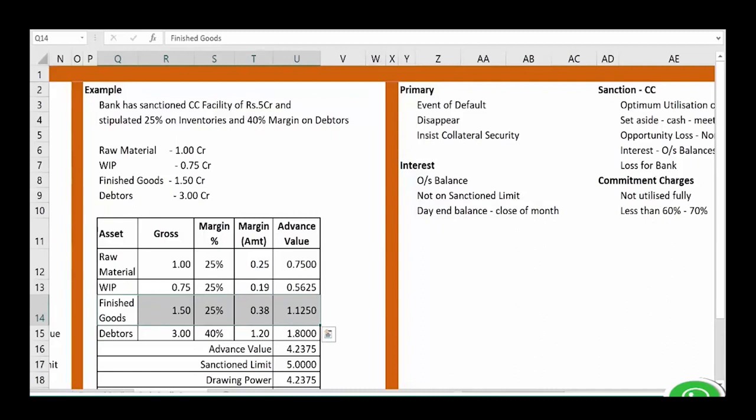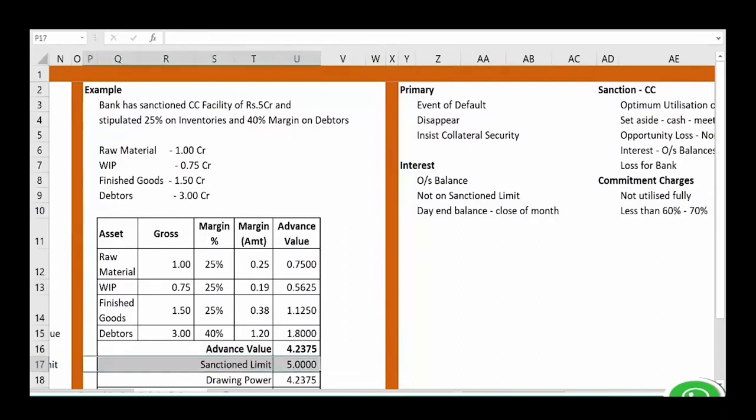whereas the case is different for debtors because the margin is not 25%, it is 40%. Gross amount is 3 crore, margin is 40%, so margin amount is 1.2 crore that has to be deducted. It means advance value is only 1.8 crore, and if you add all this, it adds up to only 4.2375 crore, whereas the sanction limit is 5 crore.